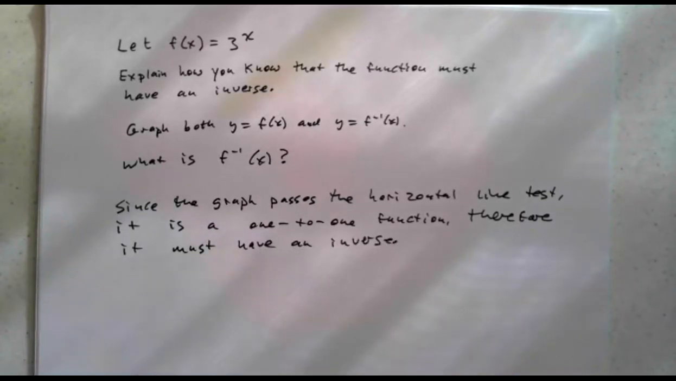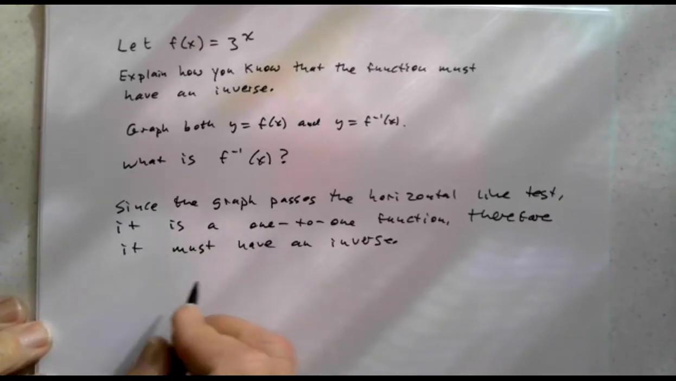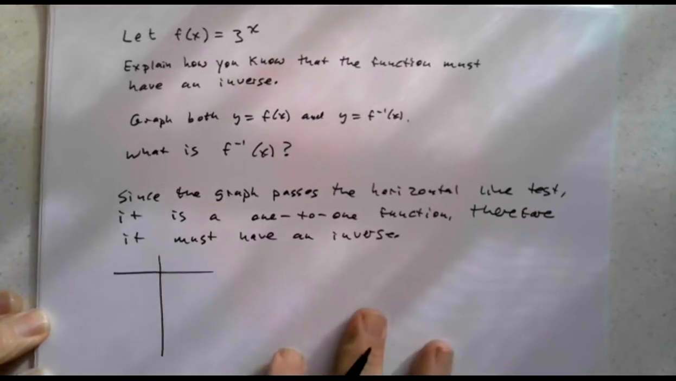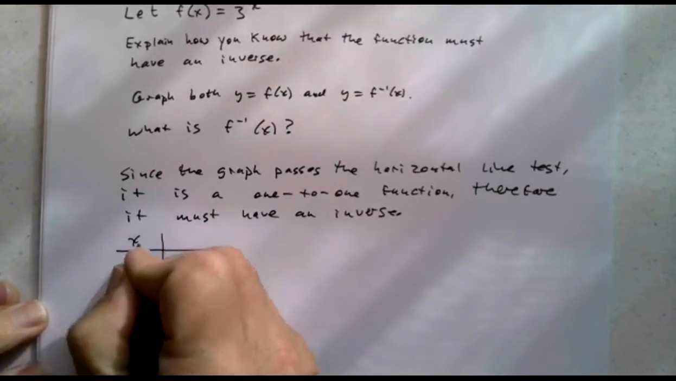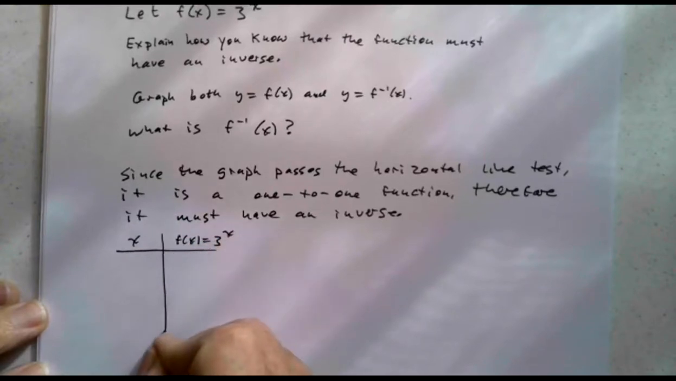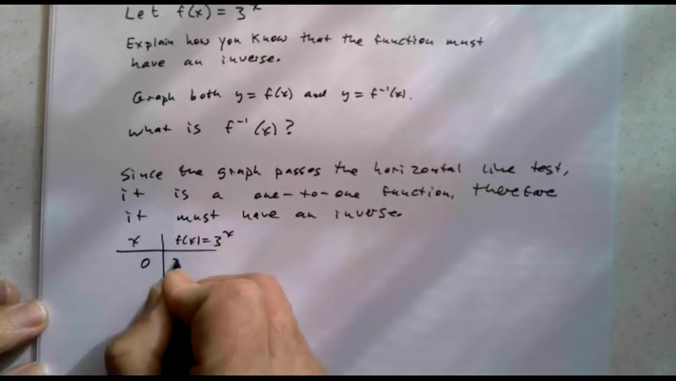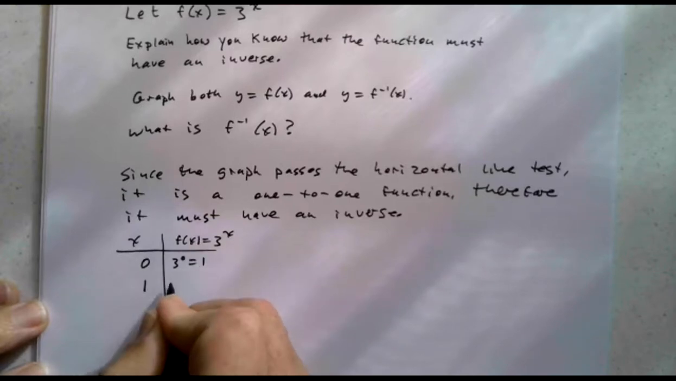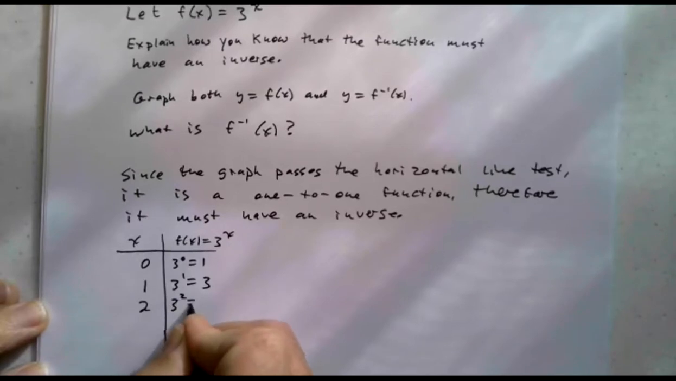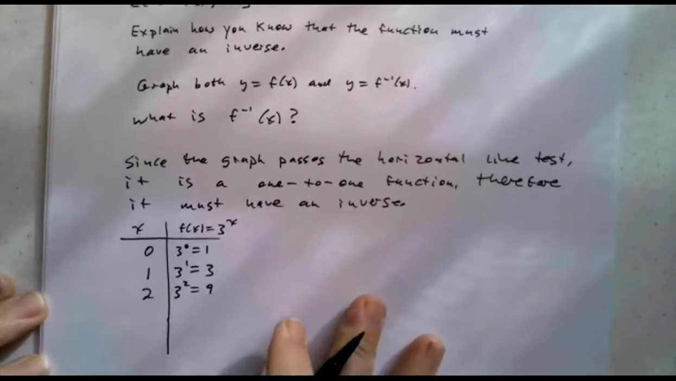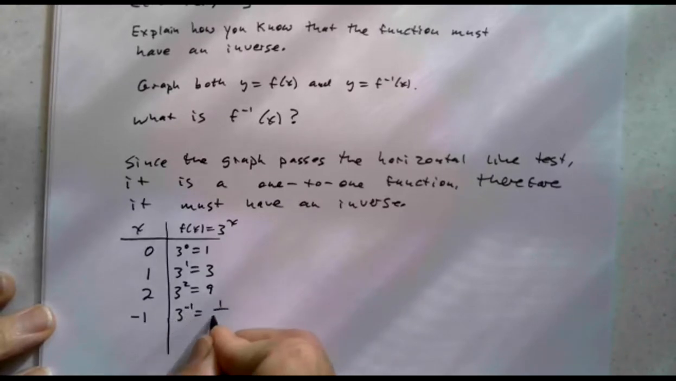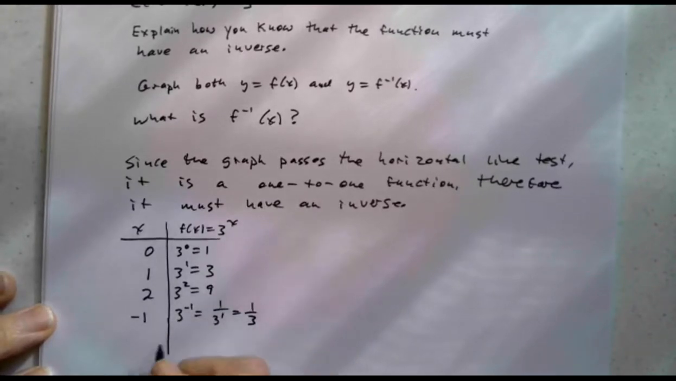Now, we want to graph those. We've graphed y equals f of x, and how am I going to graph f inverse of x? Well, let's take a look at f of x first here. So I want x, and I want f of x equals 3 to the x. If x is 0, 3 to the 0 is 1. If x is 1, 3 to the 1 is 3. If x is 2, 3 to the 2 is 9. 3 to the 3 would be 27. That'll be difficult for us. Let's see, how about 3 to the negative 1?